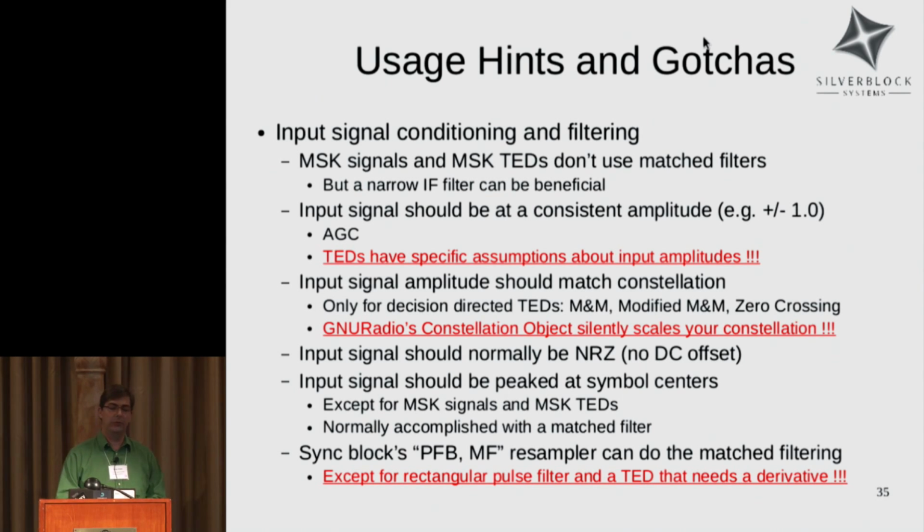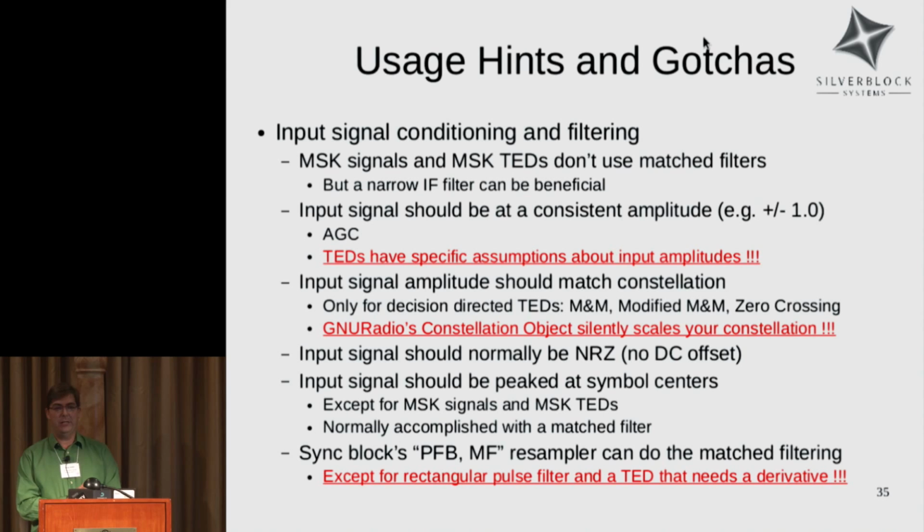The input signal amplitude for decision-directed TEDs should really match your constellation. Again, these TEDs really are expecting that. One GNU Radio quirk that's going to bite some people is probably that GNU Radio's constellation object will silently scale your constellation so that the average magnitude of the constellation is 1.0.